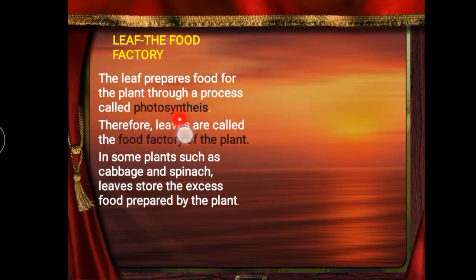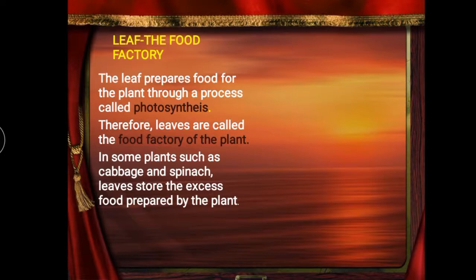Which process? Photosynthesis. The leaf is preparing the food. Which process? The process is called photosynthesis. So the leaf is preparing the food for the plant, so it is called the food factory of the plant. Which process does the leaf use to prepare the food for the plant? Photosynthesis. Then the leaf is called the food factory of the plant.